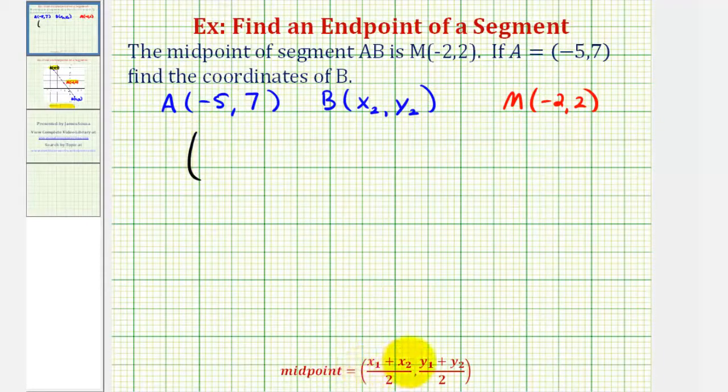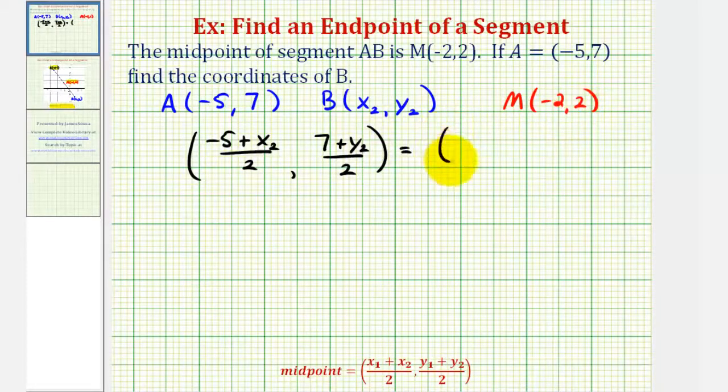So we would have x sub 1 plus x sub 2 divided by 2, or in this case, -5 plus x sub 2 divided by 2, comma, then the y-coordinate would be y sub 1 plus y sub 2 divided by 2, or in this case, 7 plus y sub 2 divided by 2. But we know this point must have coordinates (-2, 2) because we're given the midpoint. So from here we can set up two equations, one to find x sub 2 and one to find y sub 2, which will give us the coordinates of point B.